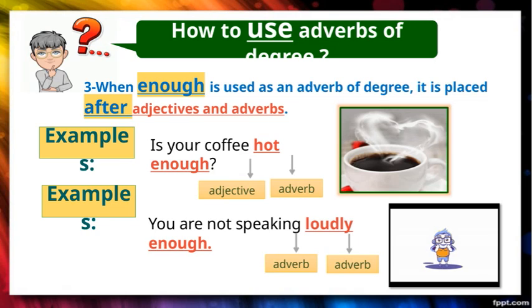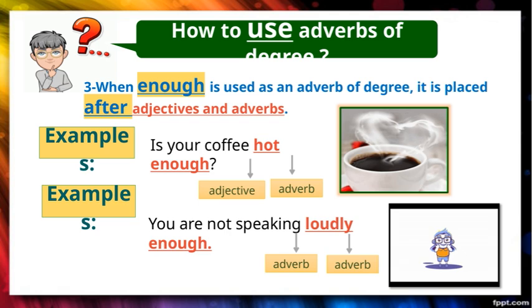Now, let's look at how adverbs work in relation to adjectives and other adverbs. For example, you might say, you are not speaking loudly enough. Here, loudly is an adverb describing how you're speaking, and enough is used to show the degree to which you're speaking loudly.